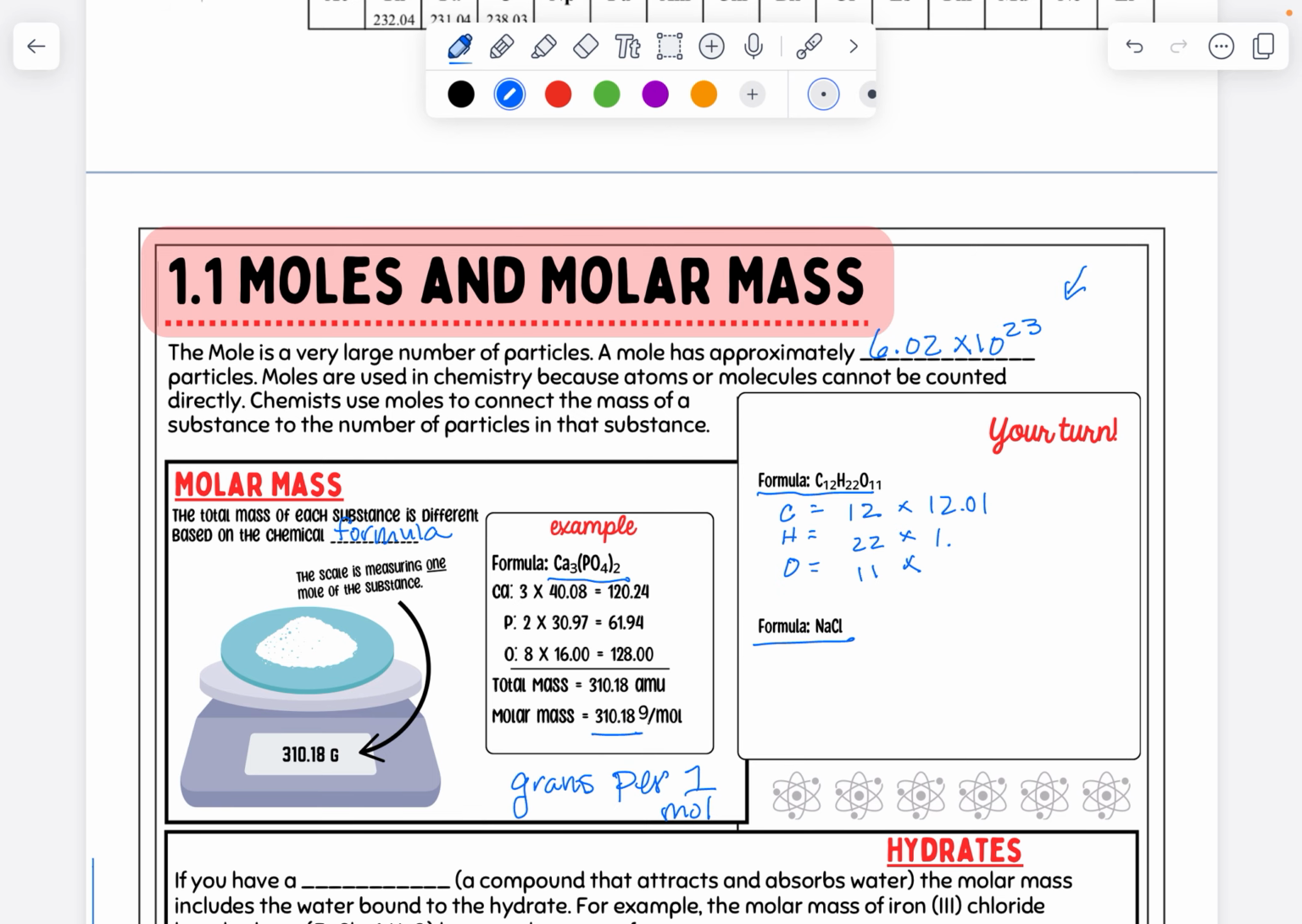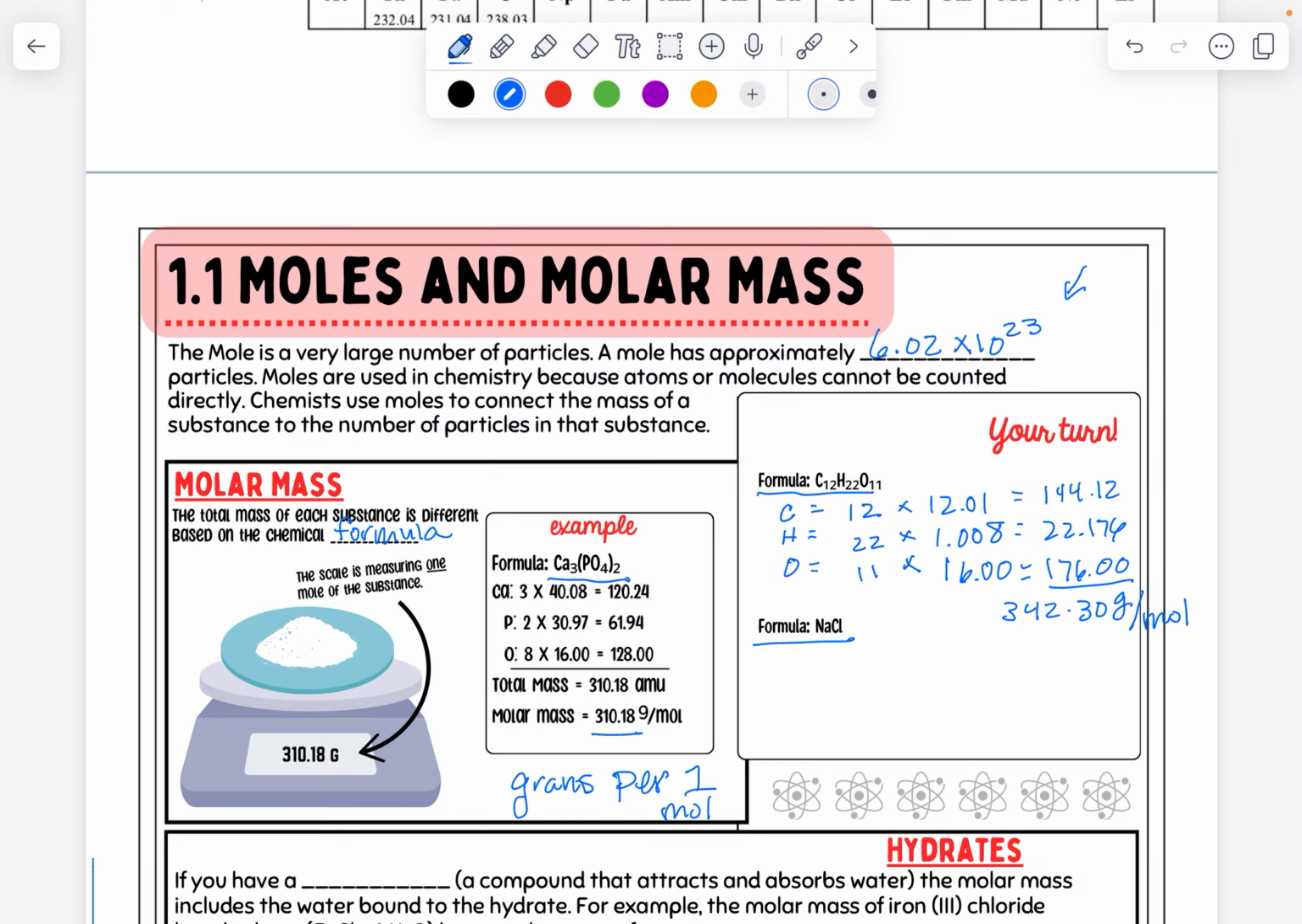12.01, 1.008, and 16. So I do that. And if I plug that into my calculator, I get 144.12 and 22.176 and 176. I'm going to add those together, and I get 342.30 grams for every 1 mole.